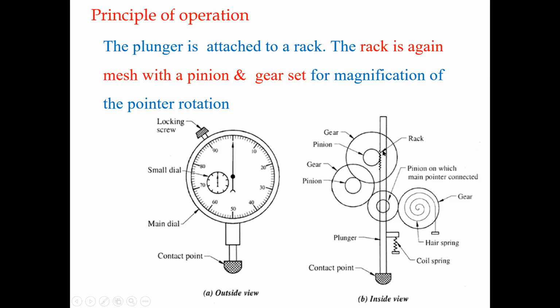This rack is in turn meshed with the pinion. Simply, it is a smaller gear having a number of teeth on its surface. Again, the pinion and the gear are mounted on the same shaft. So these are called internal gears. This pinion and gear, the gear and pinion, are internal gears.